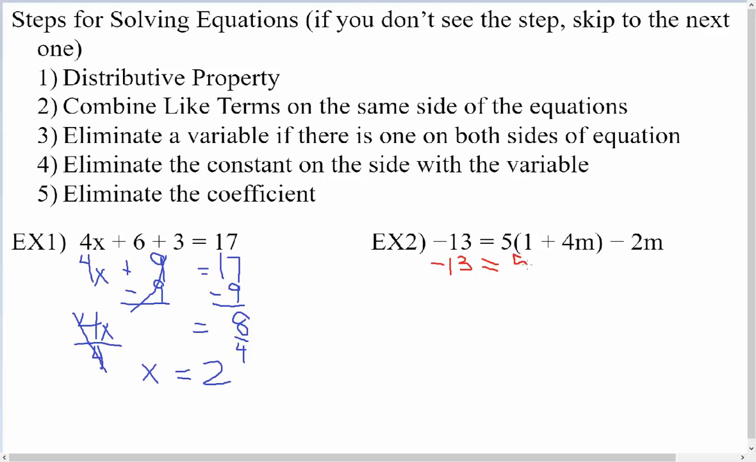So 5 times 1 is 5. Plus 5 times 4m, I do apologize, is 20m. And since we didn't do anything with the minus 2m, bring it on down. Step 2, combine like terms on the same side of the equation. So on the right hand side, I see 20m minus 2m. So since both have the same variable, we can combine our like terms, and we're left with 18m.